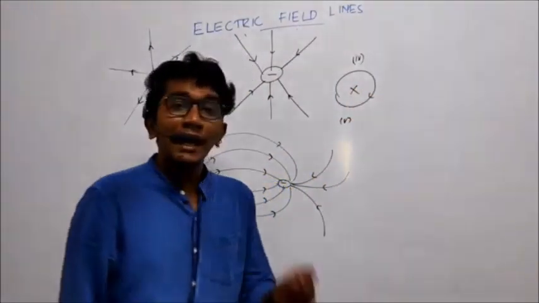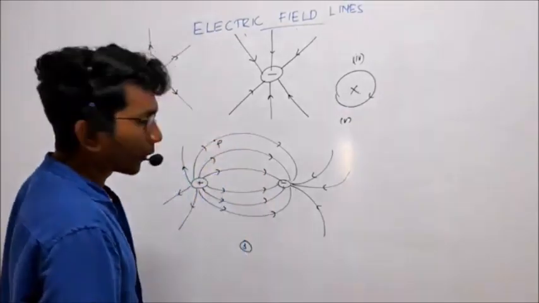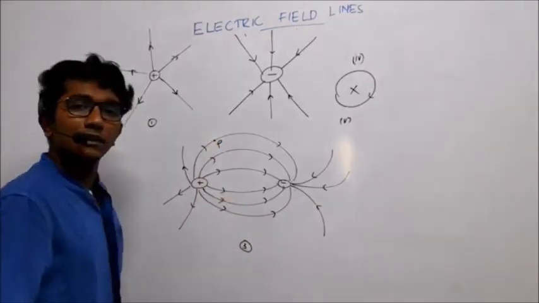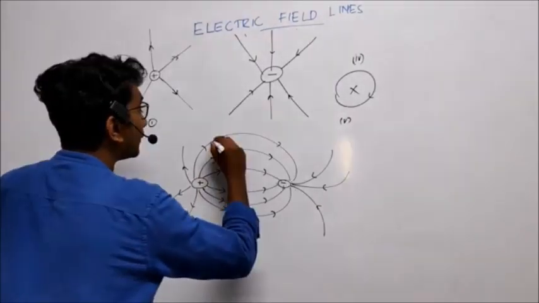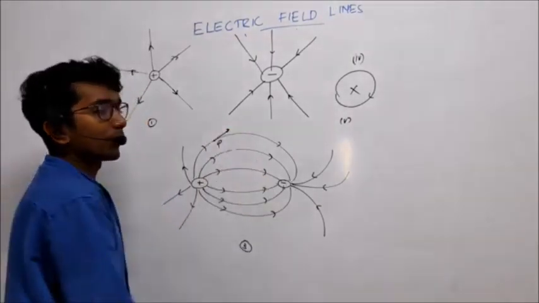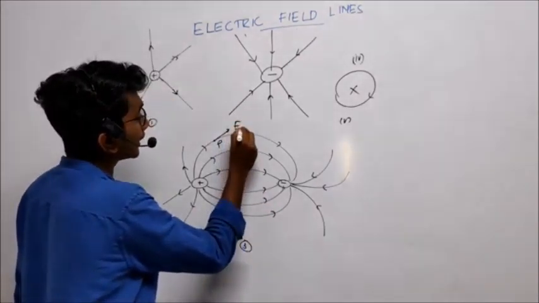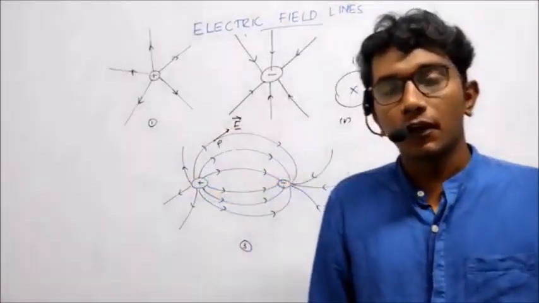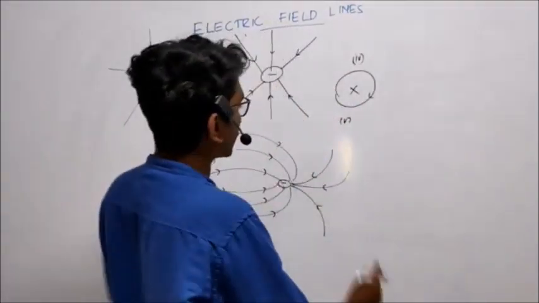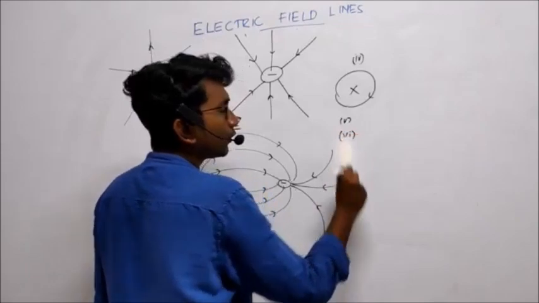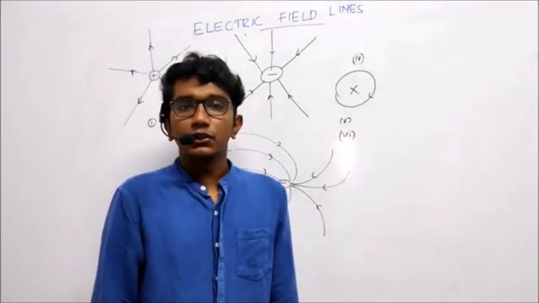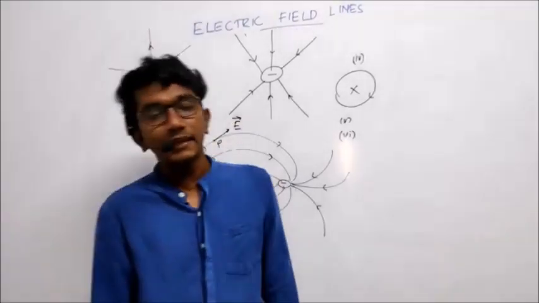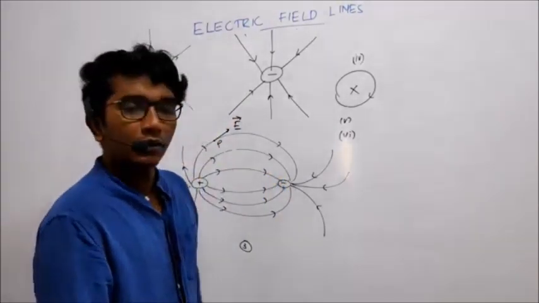Another point is the direction of electric field. Suppose at this point I want to find the direction of the electric field. It will be the tangent at that point. The direction of the electric field at this point will be the tangent at that point. That is my fifth point. My sixth point, you have to read. You can take your textbook, page number 28. You have to read pages 27, 28, and so on.